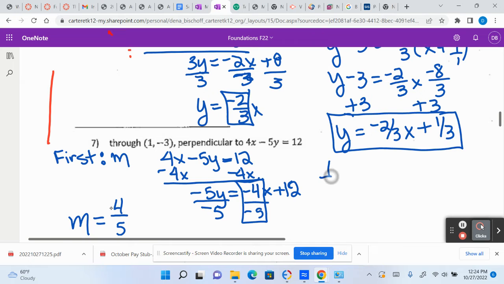I need to know my perpendicular slope. What is my perpendicular M? Spot on. Negative 5 over 4. And it's passing through the point 1, negative 3. We're just going to leave this one in point slope form. So Dakota, you're up. Point slope form. You got this. Sure you do. Y minus y1 equals m times the quantity x minus x1.